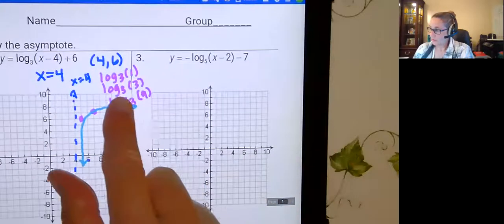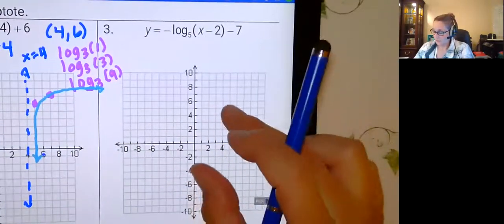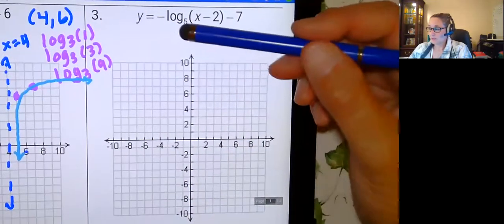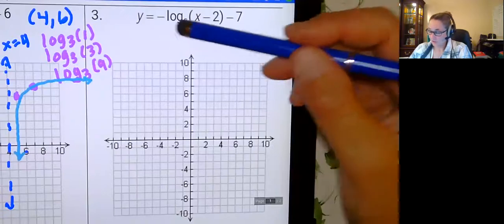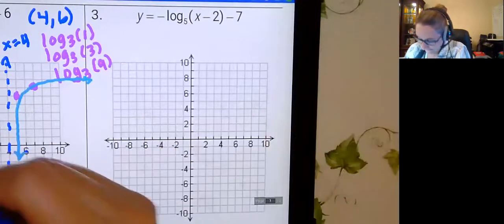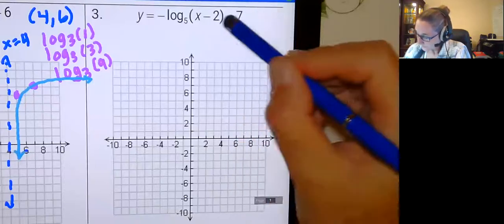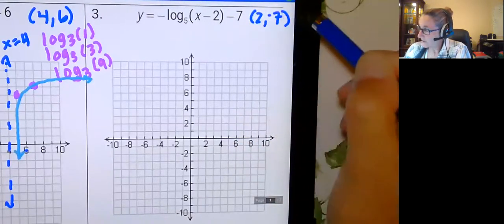Okay, now this one is another log. The difference with this is it has a negative in front. So what that means is when I do my log base 5, I need to then take my answer and times it by the negative in front. Okay. So first off, my locator point would be 2, -7.